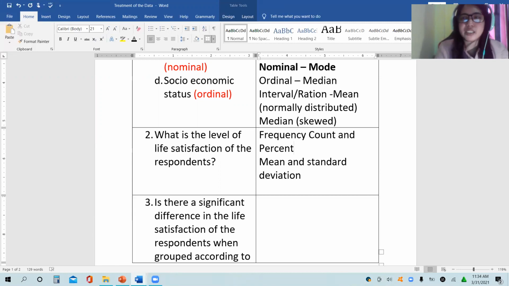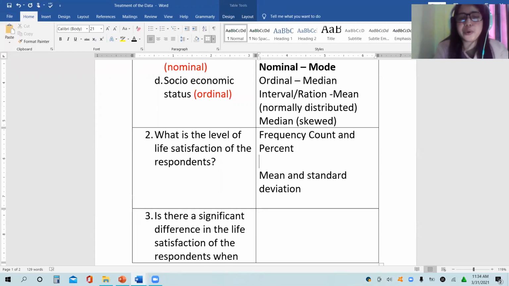The level of life satisfaction is ordinal data. But if you use the rating and the mean, that is at least interval data; it is the score. To answer what is the level of life satisfaction, we will be using frequency count and percent. This is to present how many of them are satisfied, dissatisfied, strongly satisfied, extremely satisfied, and all other qualitative descriptions in our table or guide for interpretation.